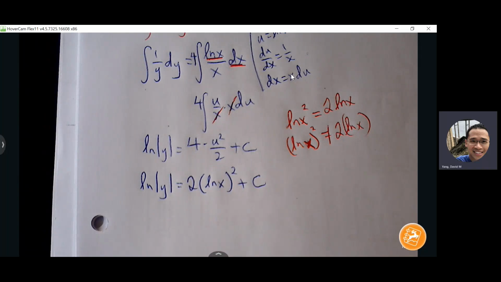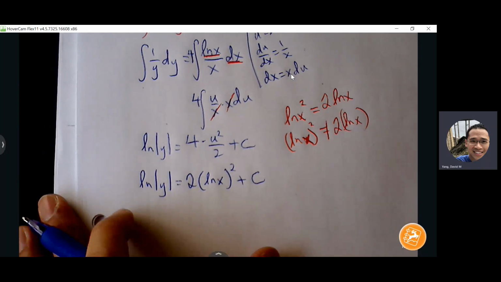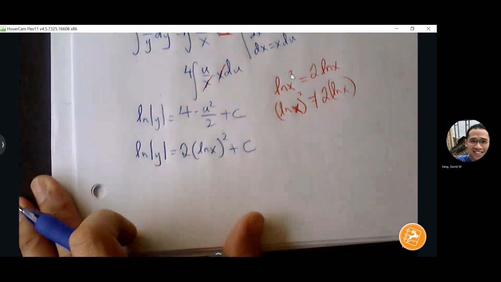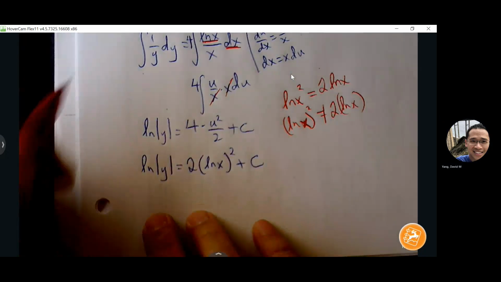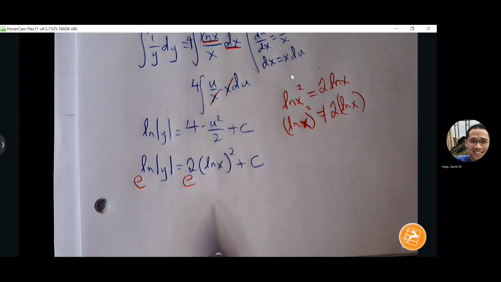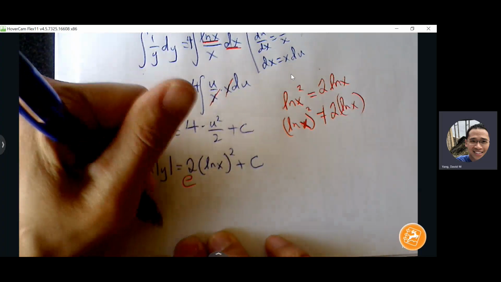Okay, so I have all my calculus done. I just have to solve for y. What are my final steps here? Involve e. This goes away nicely.